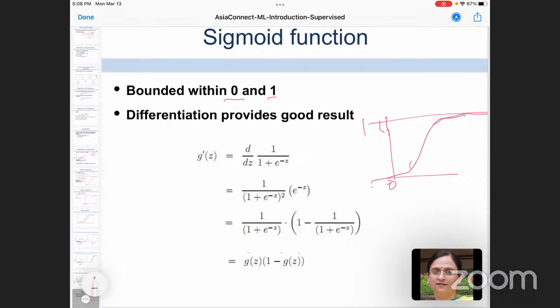Another property is that if you take the derivative of this function, it comes to a very simple formula, z(1 minus z). If I go into the details of this derivation, you can use simple high school math. If you just find the derivative, it will be like this. We'll use this one later.